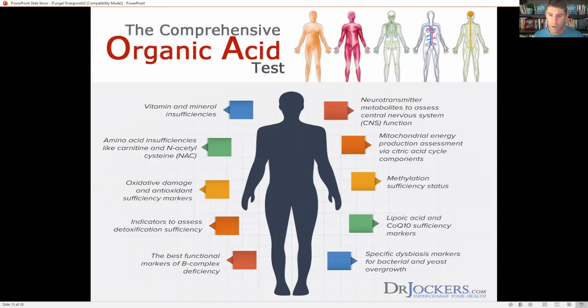Now, probably the best lab test that you can get for Candida and yeast overgrowth is an organic acid test. It's a home urine test, so you don't have to go to a lab.